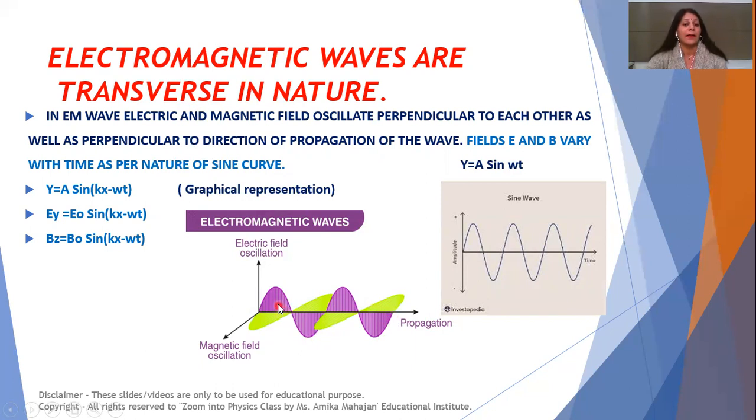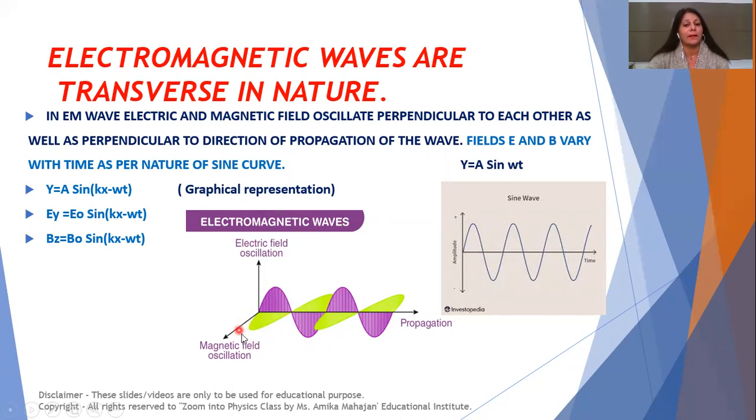So here, electric and magnetic fields are oscillating perpendicular to each other as well as perpendicular to the direction of propagation of the wave. This is the maximum displacement of the electric field, which will be denoted by E naught. And this is the maximum displacement of the magnetic field, which will be denoted by B naught.